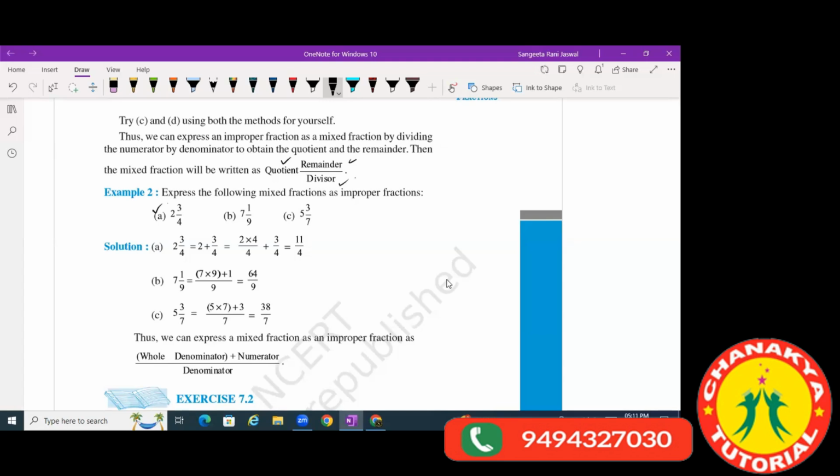So 2 is a whole number. So 2 plus 3/4 is some fraction. So what do you do here? 2 into 4 plus 3, right? That's how you have got 11/4. So what is done here: the 4 in the denominator remains what it is. Denominator never changes its place. So 2 into 4 is 8. 8 plus 3 is 11. You get it? Are you understanding? Yes, ma'am.